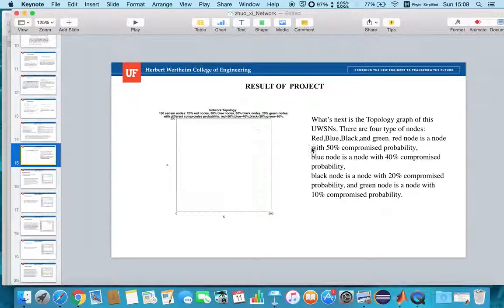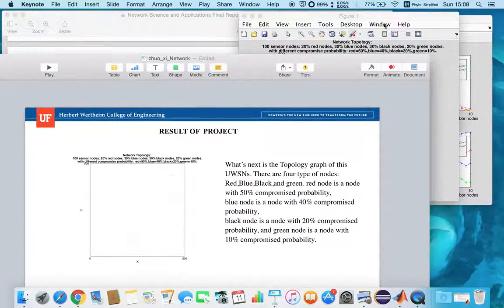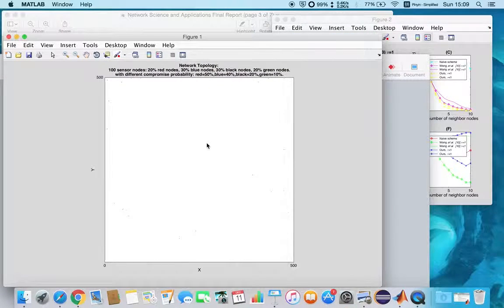Red node is a node with 100 percent compromise probability, and the blue node is a node with 40 percent compromised probability, and the black node is a node with 20 percent compromised probability, and the green node is a node with 10 percent compromised probability. So this graph shows the whole network. Each node represents a sensor.